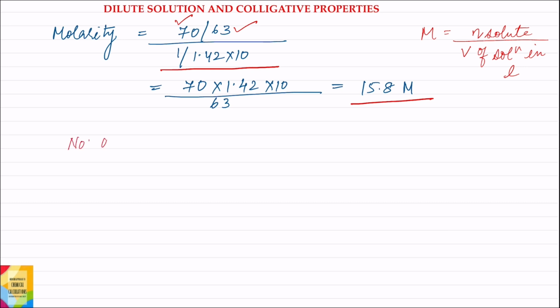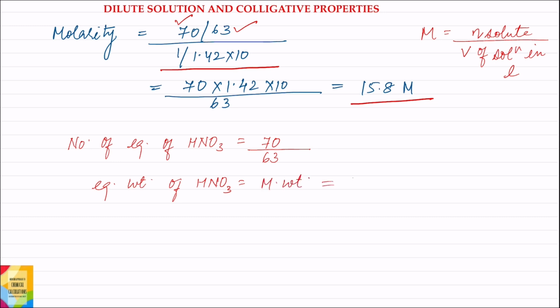Number of equivalents of HNO3 will be equal to weight of HNO3, which is given as 70, divided by equivalent weight of HNO3, that is 63. Now equivalent weight of HNO3 is equal to its molecular weight, and this is equal to 63.